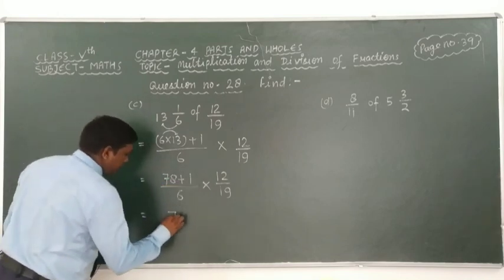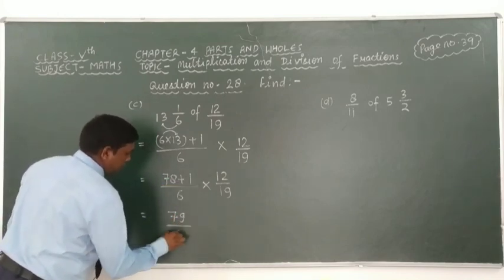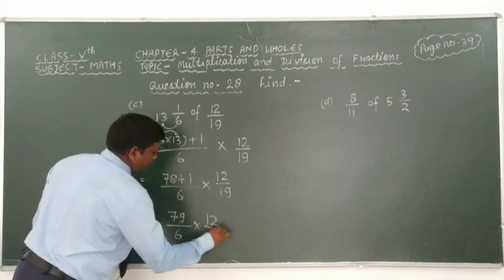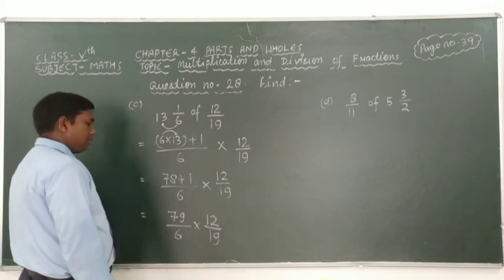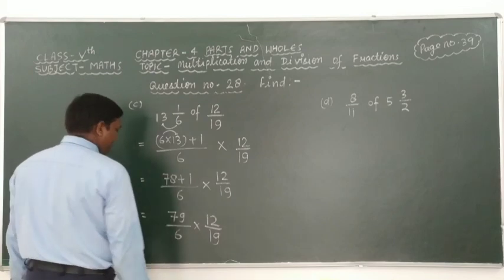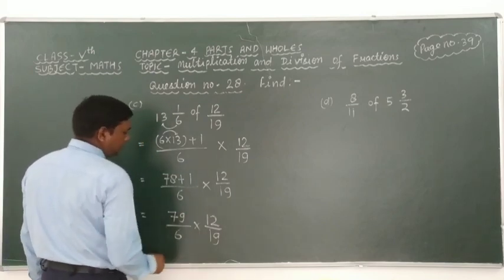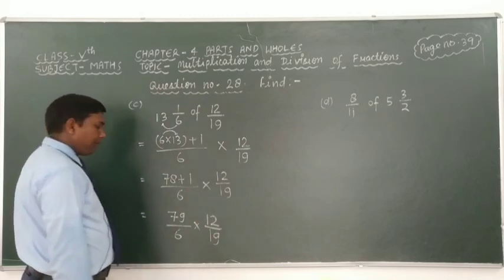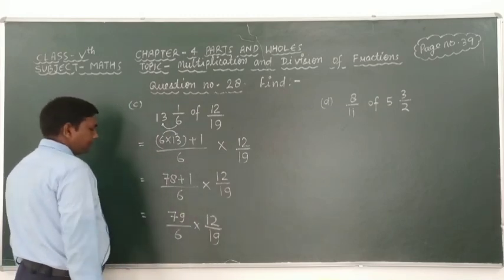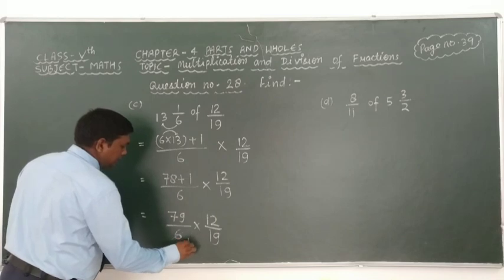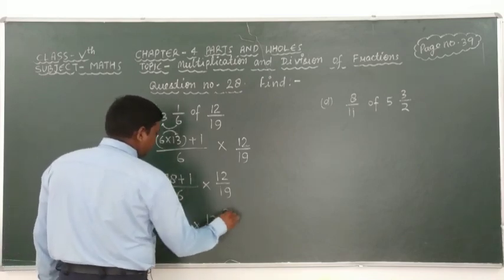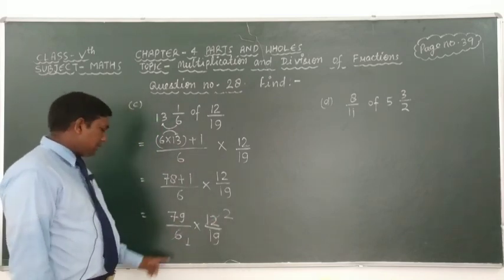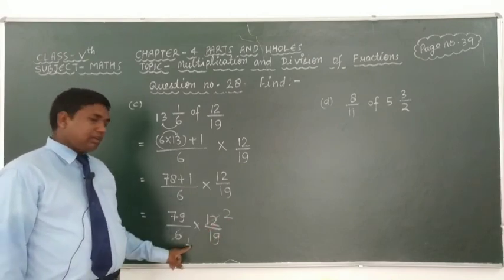78 plus 1 is 79 over 6 multiplied by 12 over 19. Look at here carefully. Here given that 6, here 12. Recall the table of 6: 6 ones are 6 and 6 twos are 12. Understand?